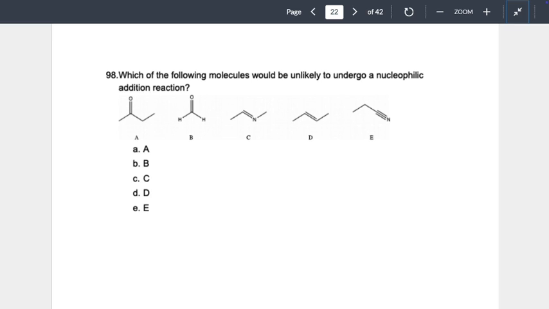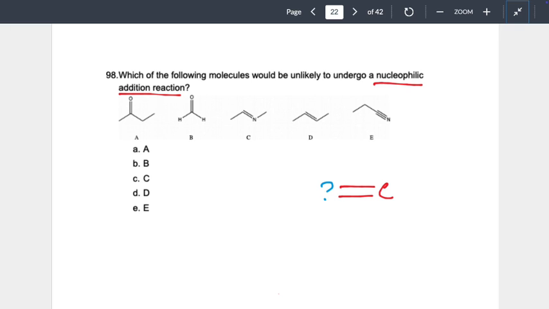Okay, so the question: which of the following molecules would be unlikely to undergo a nucleophilic addition reaction? So what does it mean to do a nucleophilic addition reaction? So we break the pi bond. Okay, so we need some kind of pi bond, so I'll just draw two lines for the moment. We don't know necessarily what these question marks are. Well, it's organic chemistry, so we'll go ahead and say one of them is a carbon. But we don't know what the other question mark is, because it could be a carbon, oxygen, or nitrogen. Based off the answer choices, those are our possibilities.